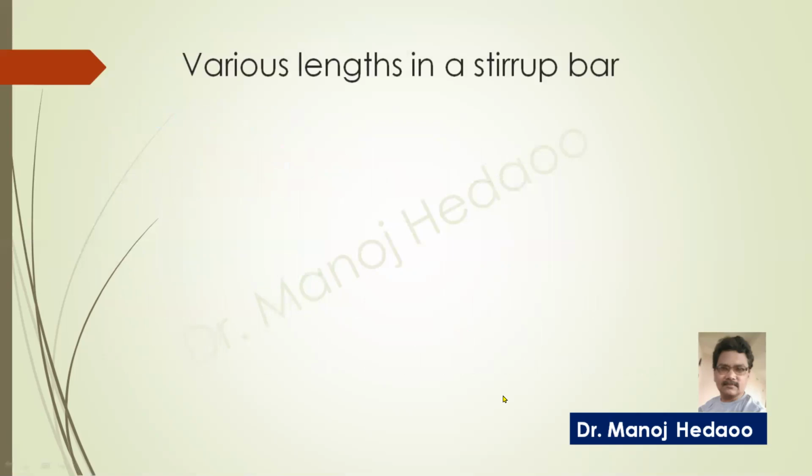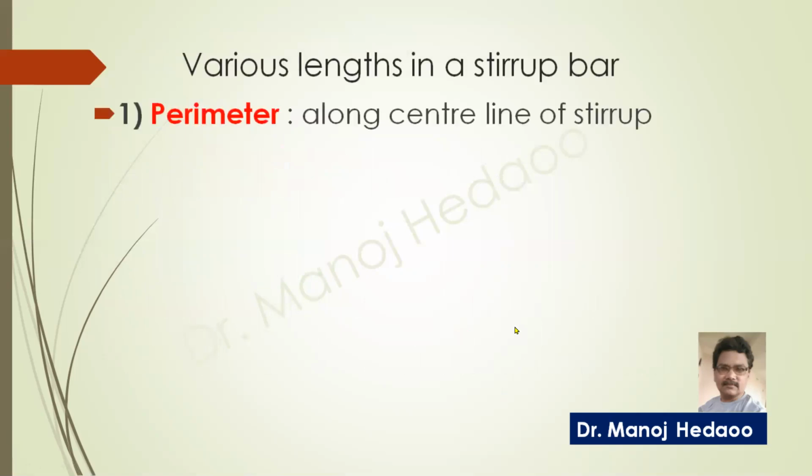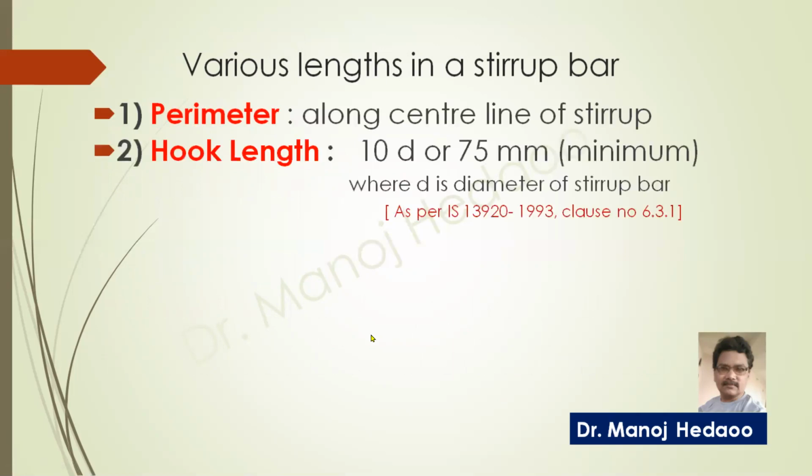Now we will see various lengths in stirrup bar. First is perimeter along the center line of stirrup. Second one is hook length, that is 10D or 75 mm minimum, where D is diameter of stirrup bar. So this is according to IS 13920 1993 as per clause number 6.3.1.